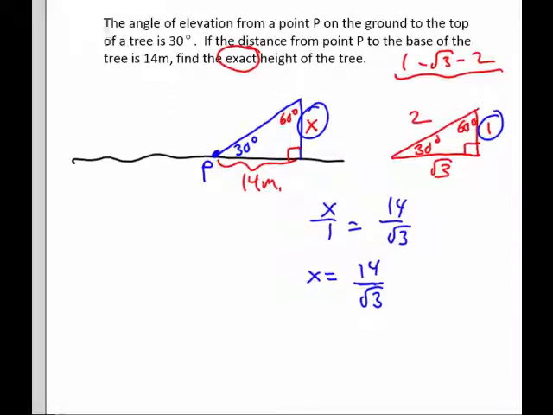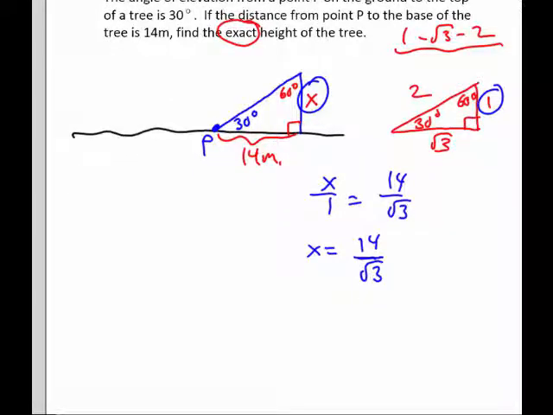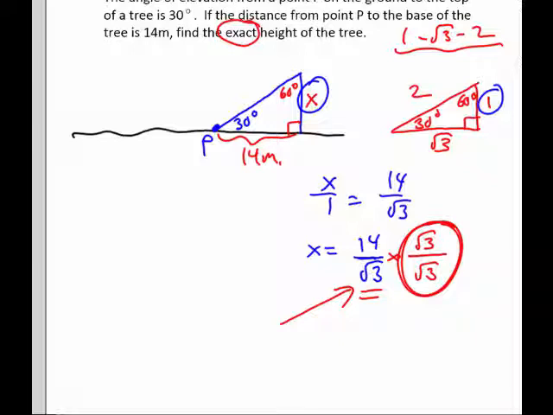The only other thing I'm going to do here is it's typical to not leave a radical in the denominator. So to get rid of that, I'm going to multiply top and bottom of this expression by square root of 3. I can do that because square root of 3 over square root of 3 is just 1. So if I take this and multiply by 1, the thing I get in the end is the same. So 14 times root 3 is 14 root 3, and root 3 times root 3 is root 9, or 3. So 14 root 3 divided by 3 meters is the exact length of this tree.